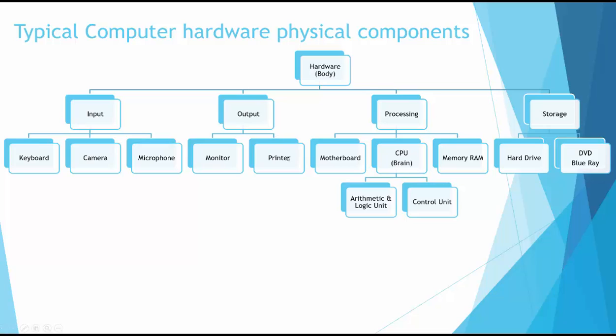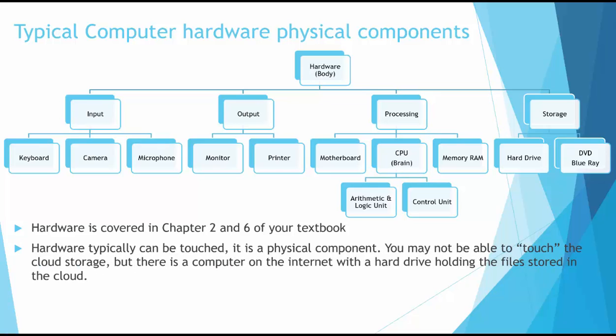Typical computer hardware physical components are in four different categories: input, output, processing, and storage. The hardware is covered in Chapter 2 and again in Chapter 6 in more detail in your textbook. Input devices can include things like keyboard, camera, microphone. Output: monitor and printer. Processing: the motherboard, CPU, and memory. And the storage is things like the hard drive or a CD.